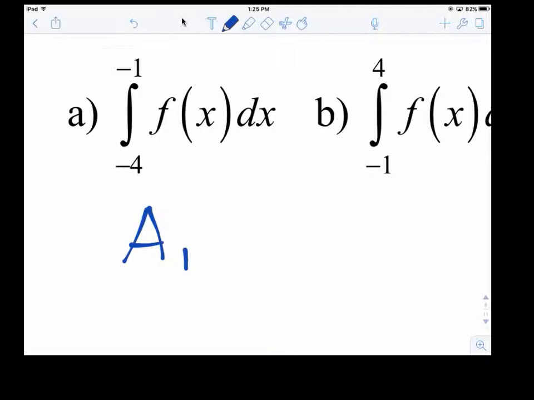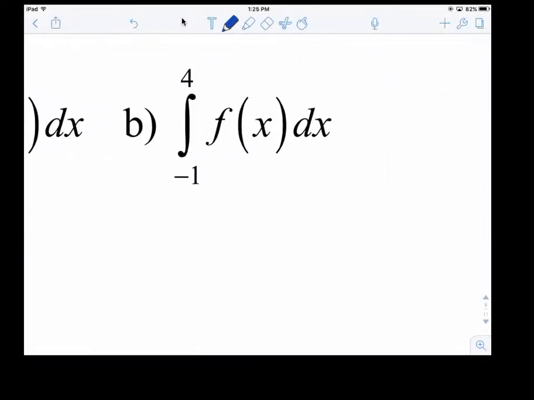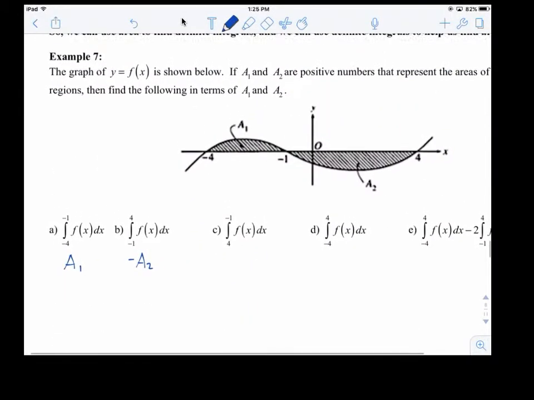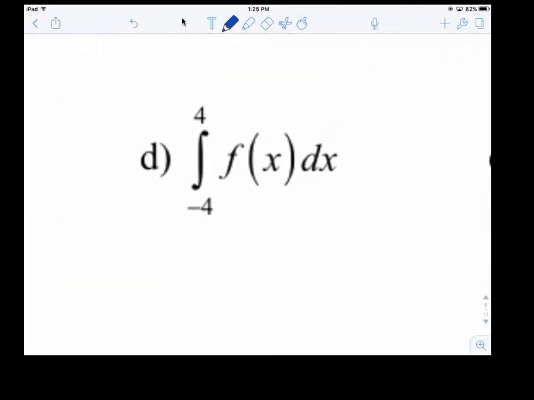All right, what did we say -1 to 4 was? Right, that region is below your x-axis, so it's got to be negative. Now if I'm going from right to left, from 4 to -1, what do you get? Positive A2. Right, good. Now the whole thing, -4 to 4. Good. A1 minus A2.